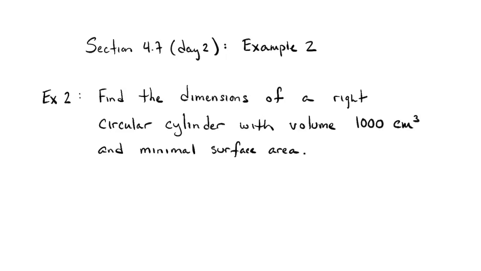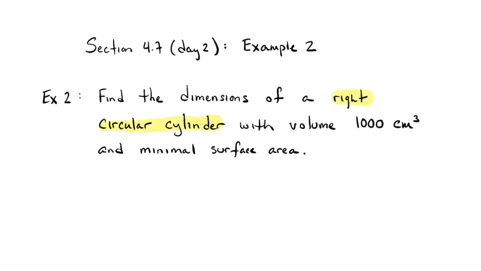All right, so again, a lot to unpack here, finding the dimensions of something. So we're going to say how big it is in some sense. What is that something? Well, it's a right circular cylinder. So we'll have to know what that is. It's like a soup can. It's a cylinder whose height is perpendicular to its base. Its base is a circle.